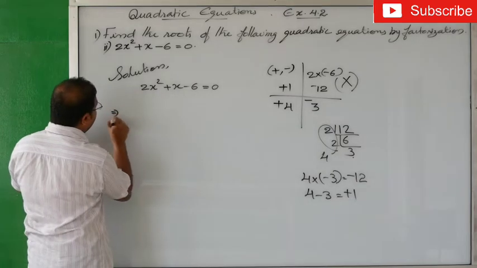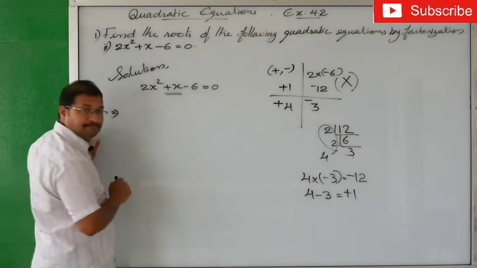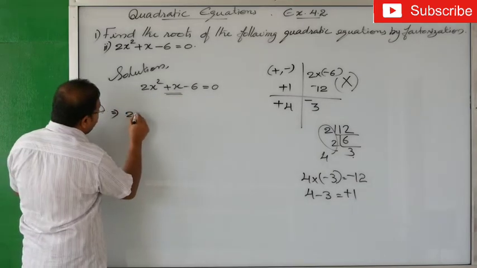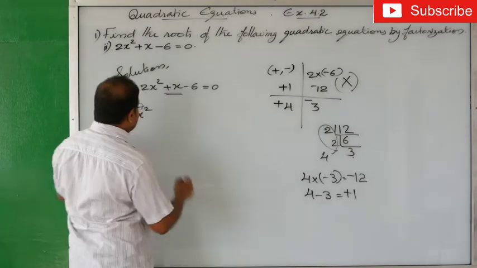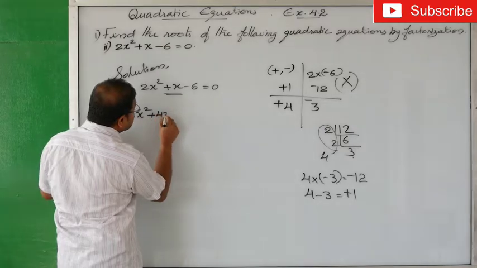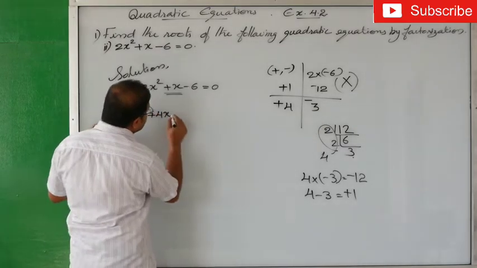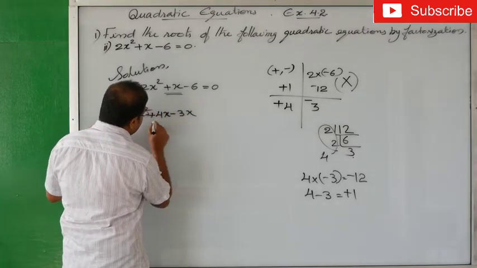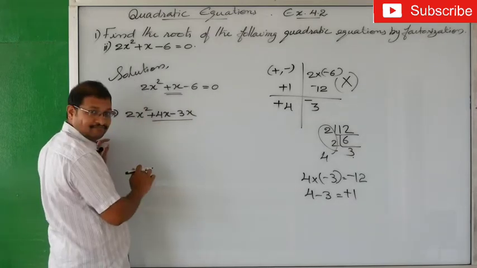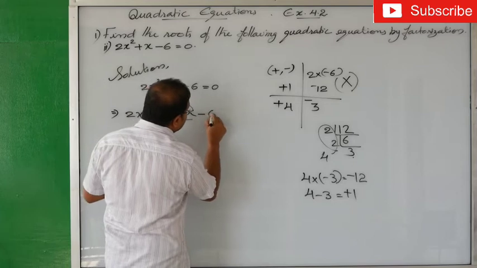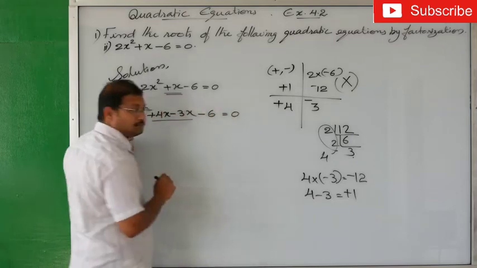So now we will break the middle term. That means 2x square plus x. What will you write here? Yes, plus 4x minus 3x. This one we are breaking. This is called splitting the middle term. Ready? Minus 6 equal to 0.